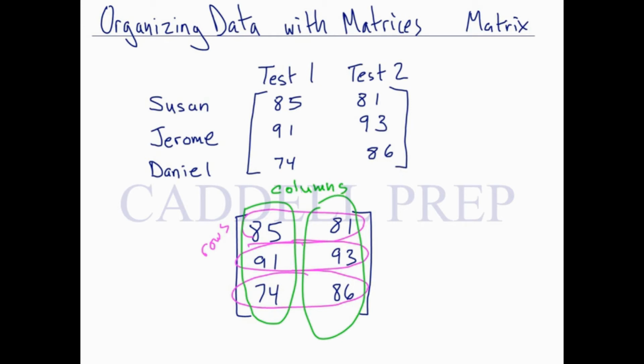Now, when we talk about a matrix, we normally talk about the dimensions of it when we analyze it. So the dimensions are given by the number of rows by the number of columns. So this matrix would be a 3 by 2 matrix, 3 rows by 2 columns.